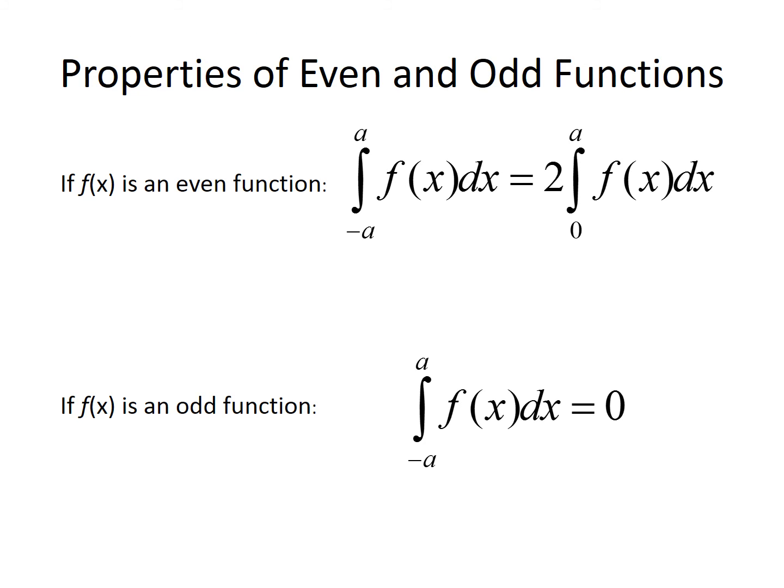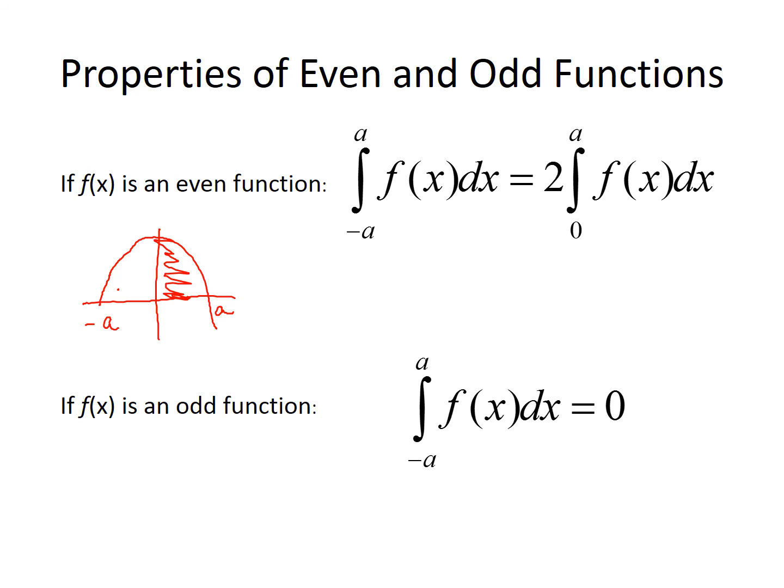We really want to know properties of even and odd functions. Remember, an even function is symmetrical about the y-axis. And the AP exam loves to use symmetry. Let me see if I can draw a function that's symmetrical; imagine this is negative a and this is a. Sometimes it's easier, especially if I'm integrating by hand, to integrate from 0 to a, and because it's even, I just multiply by 2. Essentially, I find the area of this side and then double it.